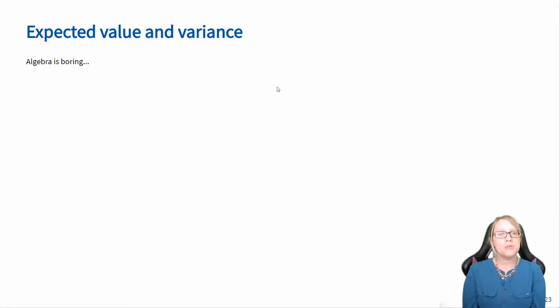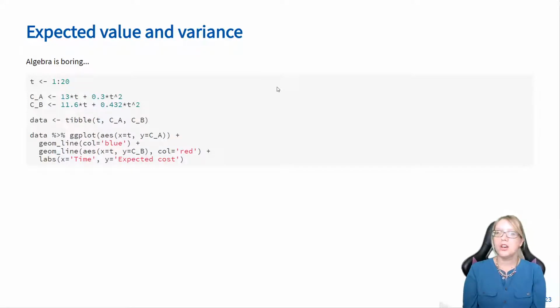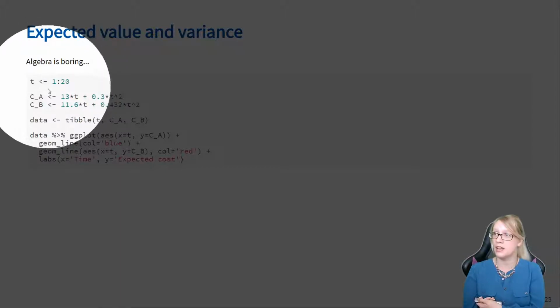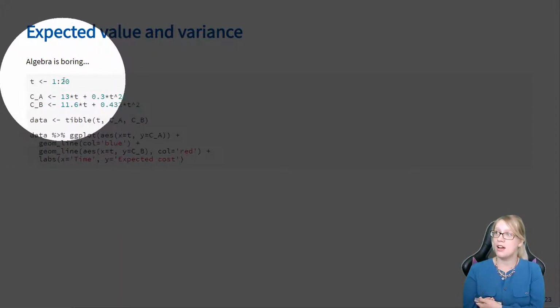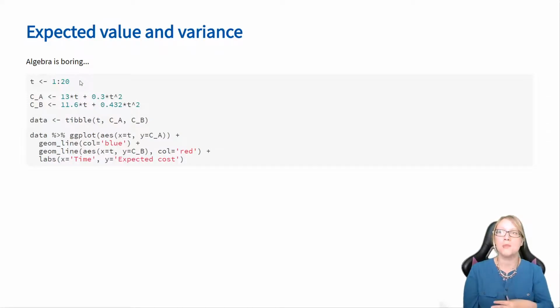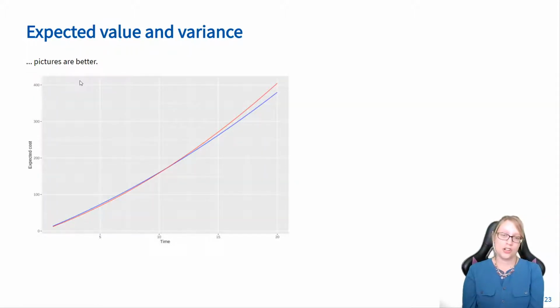Now, if we wanted to know which machine was more expensive to operate over a given amount of time, we could certainly calculate this by hand, but that's boring. So here's what I've done. I've written a very short R script to calculate the expected cost, CA for machine A, cost for machine B, based on t being a series of integers from 1 to 20. I've then created a data set with those variables and then used the ggplot function in R to create a plot. So here's my picture of the expected cost to operate each machine over time.